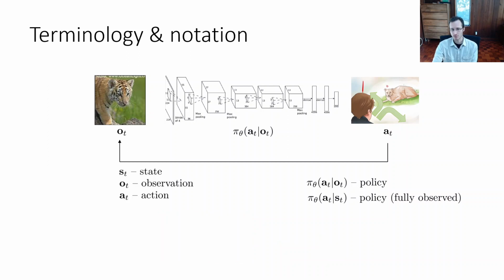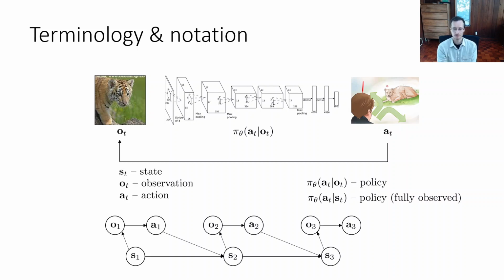Now, if we want to make this a little bit more precise, we can describe this in the language of probabilistic graphical models. So in the language of probabilistic graphical models, we can draw a graphical model that represents the relationship between states, observations, and actions.